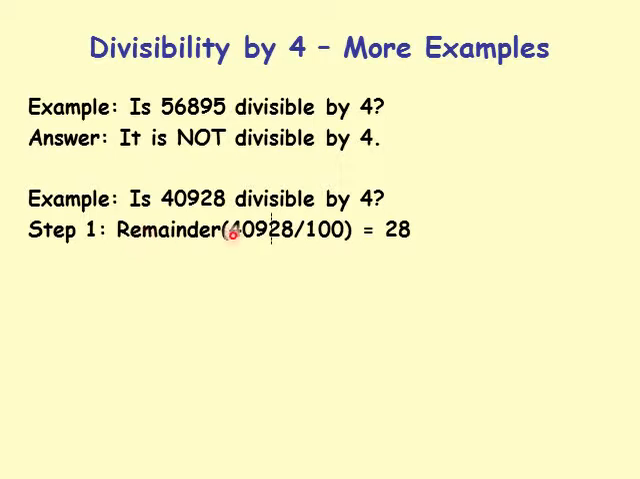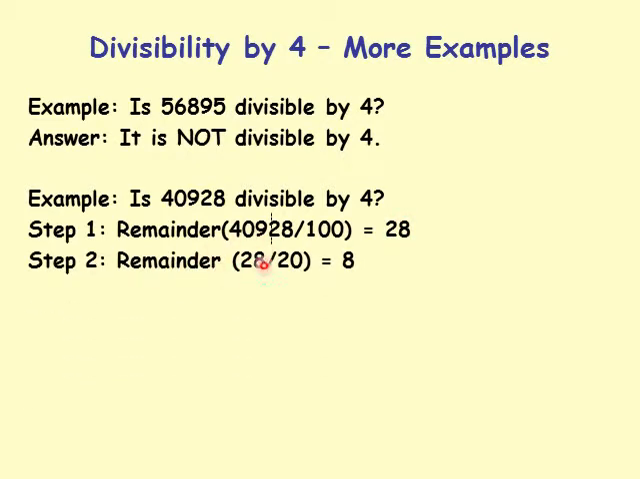First we divide by 100 and get a remainder. The remainder of 40928 divided by 100 is 28. The way we divide by 100 is to separate the last 2 digits, draw a line to the left, and the number on the left is the quotient, and the one on the right is the remainder. The remainder is 28, and the quotient is 409. So the remainder is 28. Let's continue here.